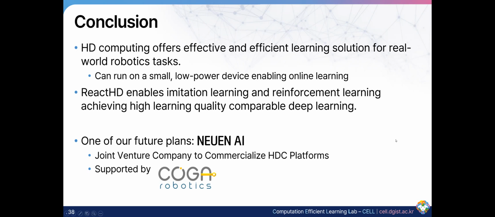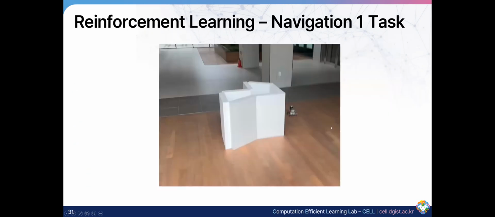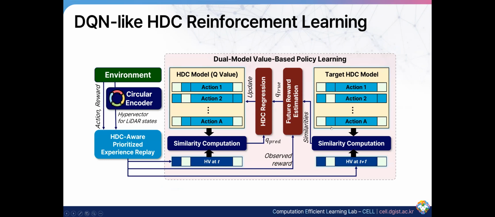I'd like to talk about two different things. Let me show the algorithm part first. It actually has a really similar structure to a DQN style model. You have the dual model, and we do value-based policy learning, with regression done by the HDC model. Basically all the things are the same, but the difference is that many of the operations are bundling or binding. Most of them are really bundling, so we just do some addition to update the model.